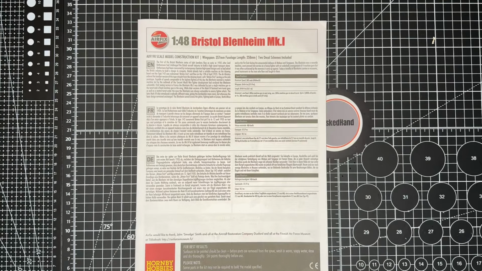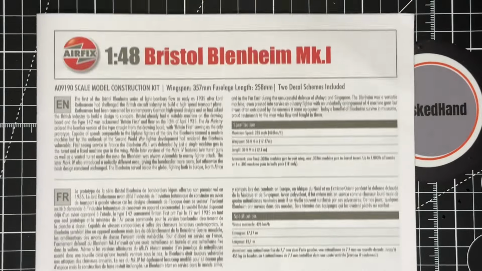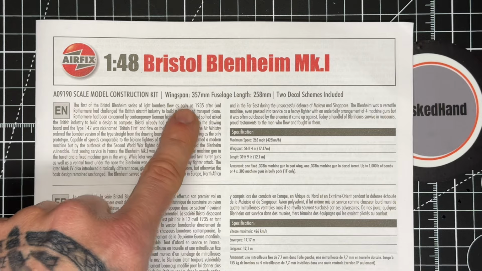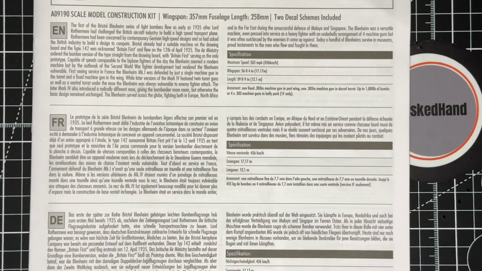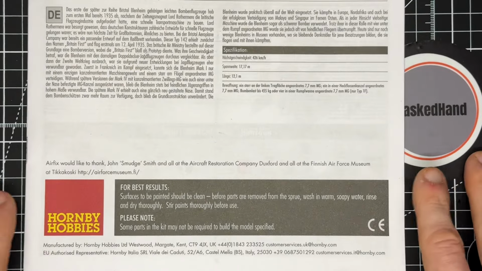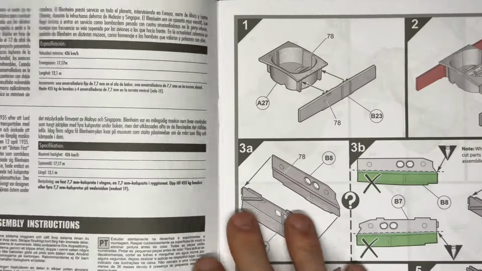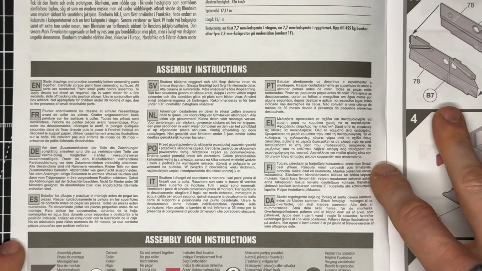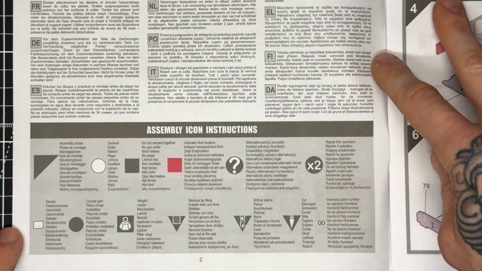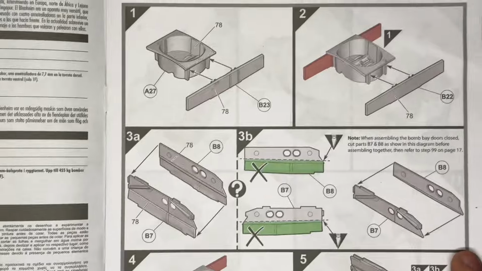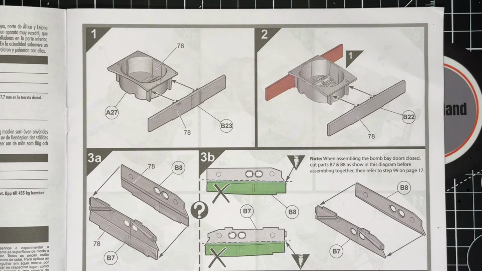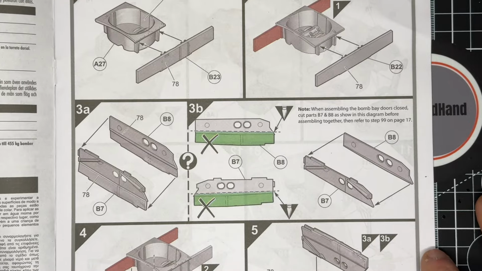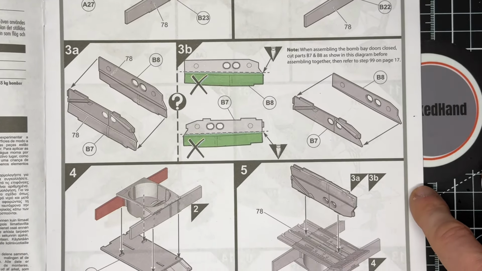Here's the instructions. Let's zoom in for a closer look. So we'll start from the top. You've got your different languages, any specifications, for example, up here. Great, let's open the first page. More specifications and languages, assembly instructions, assembly icon instructions. So construction begins. This is page 3. You have your options there.